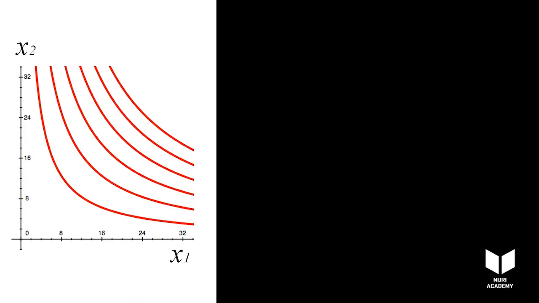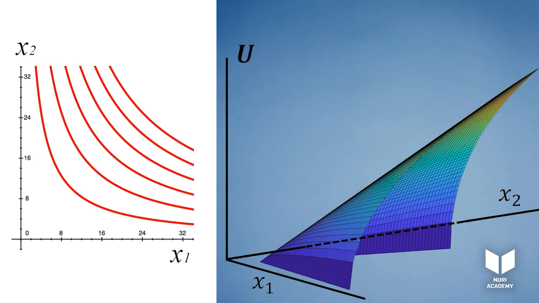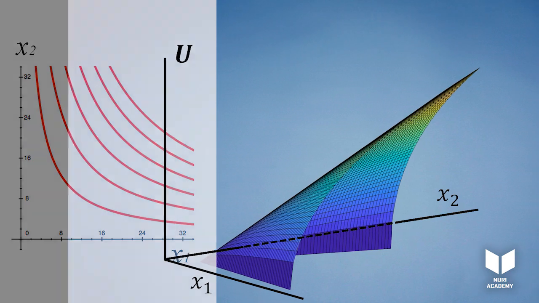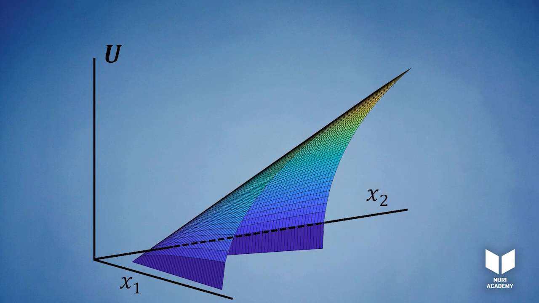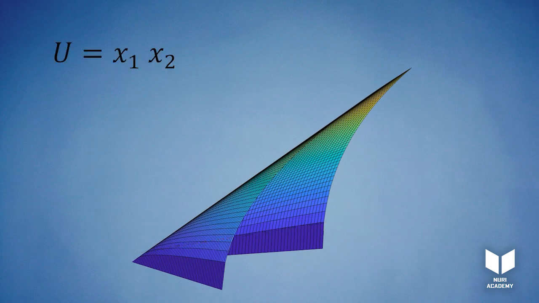An indifference curve is all the points on a utility function that give a consumer the same level of utility. Imagine the utility function u = x1 x2. All the points that have utility equal to 100 are in the same indifference curve.